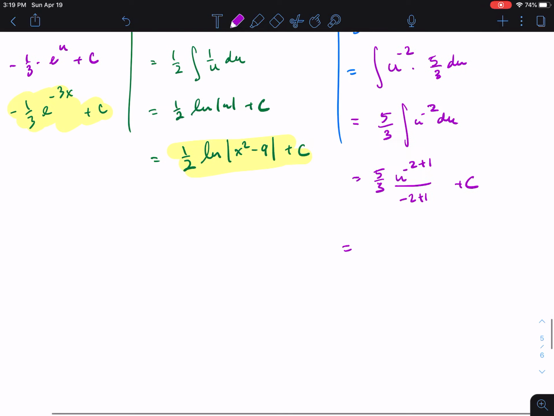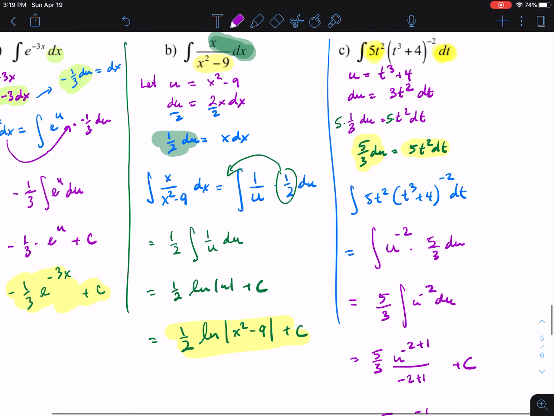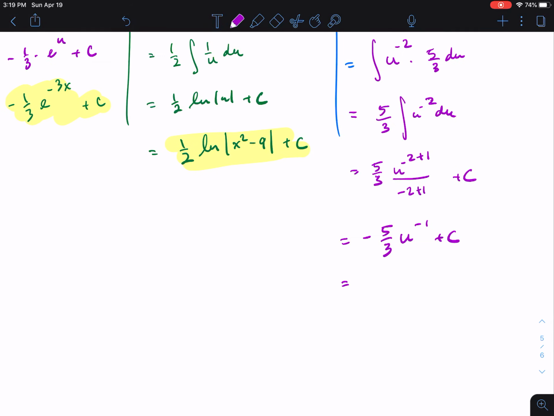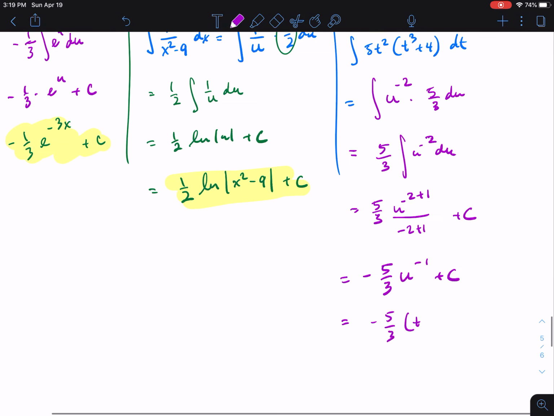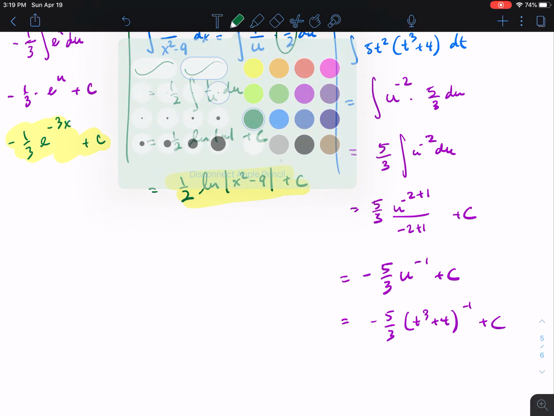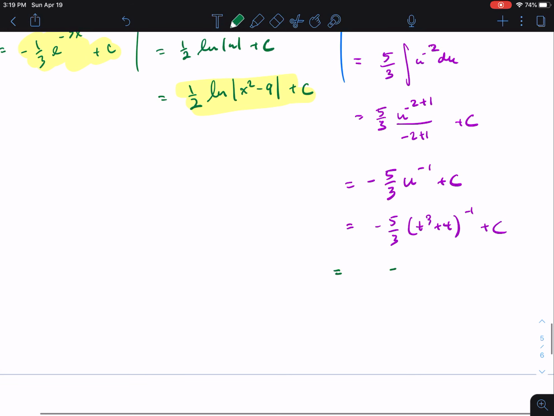So we're looking at 5/3 divided by negative 1. So we're looking at negative 5/3, and then u to negative 1 plus c. Let's replace what u is equal to. U was this here, t to the third plus 4. So negative 5/3 times t to the third plus 4 raised to negative 1 plus c. And now our final answer, we can rewrite this as negative 5 over 3 times t to the third plus 4, plus c.